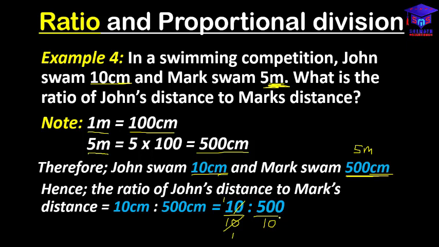And then also when you come here, this 0 can take care of this 0 and we're left with what? 50. Or you can say 10 will go into 500 50 times. Is that right? So we are left with 1 is to 50. So the ratio 10 is to 500 will be equal to 1 is to 50. So that is our final ratio, and that is the ratio of the distance that John swam to the distance that Mark swam.